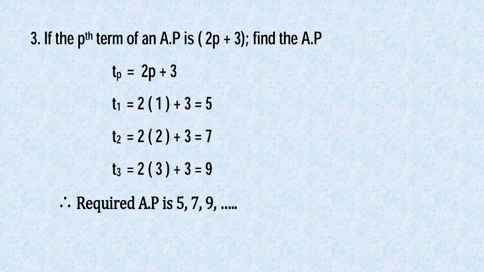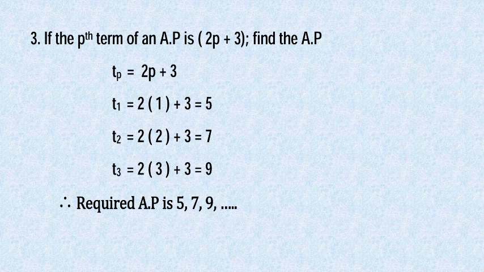Question number 3. If the pth term of an AP is 2p plus 3, find the AP. Instead of n, they have given it as p. So now only the pth term is given. We need to form an AP. How to form an AP? Let us calculate the first 3 terms of the given equation.